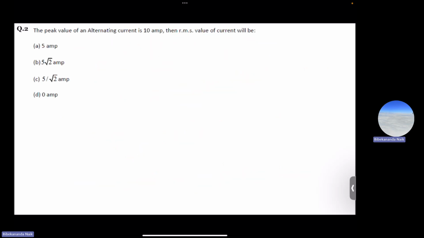Question number 2 says the peak value of an alternating current is 10 amperes. Then RMS value of current will be, options are option A 5 ampere, option B 5 root 2 ampere, option C 5 by root 2 ampere, and option D 0 ampere. So I'll give you a few minutes and then we will discuss.